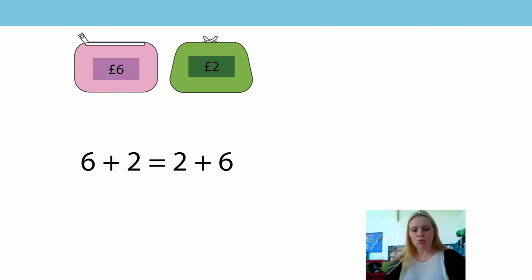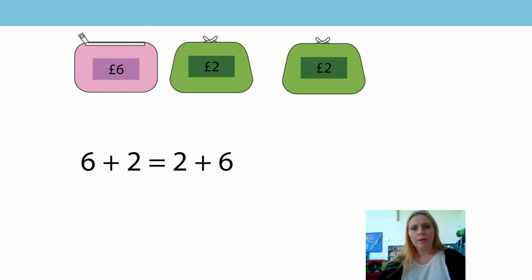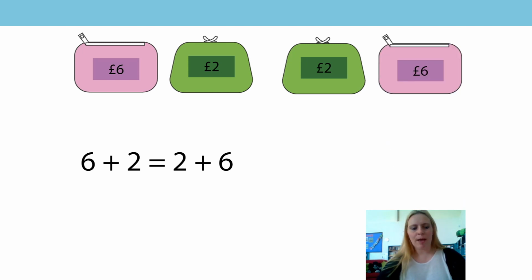To help me, I did draw it as well. So here are my addends swapped places as a pictorial representation, as my picture. There's my £2 purse first, and here is my £6 purse. Before I wrote the equation as well, I was a little sneaky, and I popped myself a plus sign in there, an equal sign in there, and a plus sign in there. 6 plus 2 equals 2 plus 6. They're the same, aren't they? They would have the same sum.